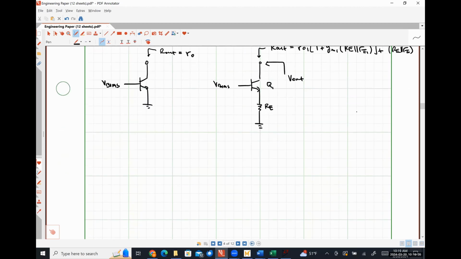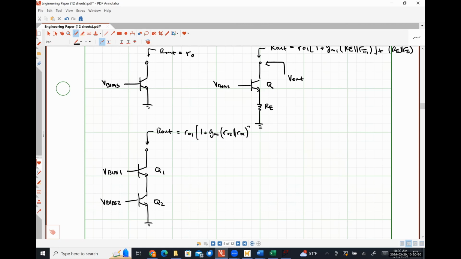So when we have these two transistors stacked on top of each other, let's call this one Q1 and this one Q2, with V bias 1 and V bias 2, we should now see an output resistance of r_o1 times (1 + gm1 times (r_o2 in parallel with r_pi1)) plus (r_o2 in parallel with r_pi1).